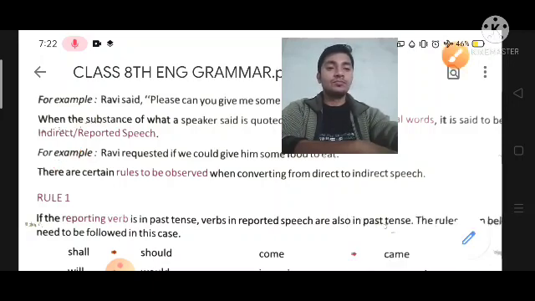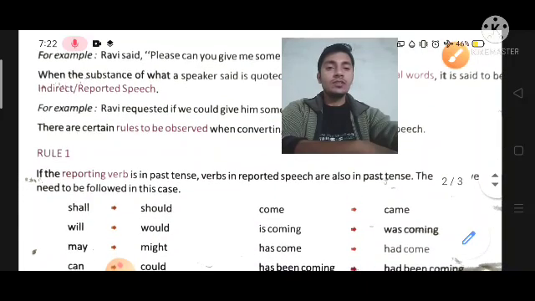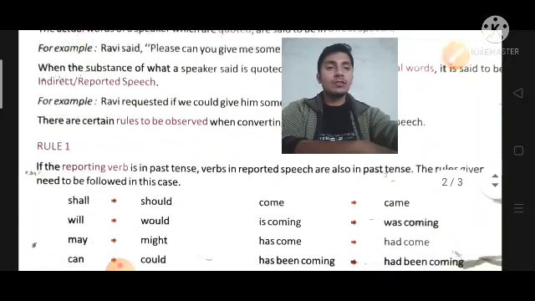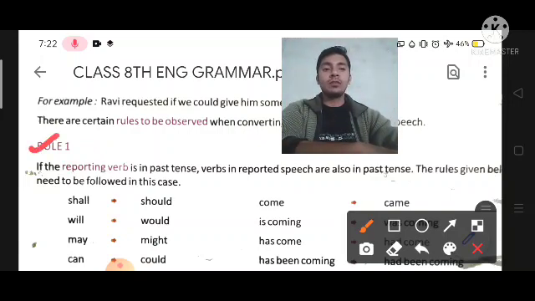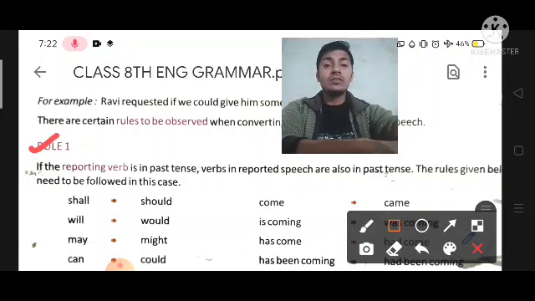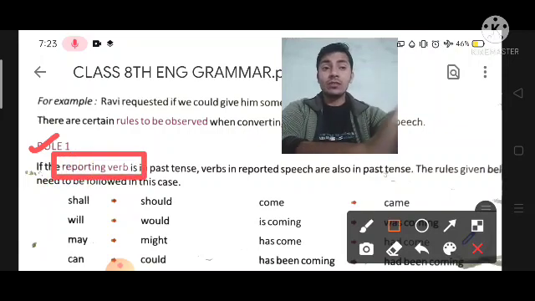Now listen. You will see the first rule given here. Rule number one: if the reporting verb, listen carefully, I have told you what a reporting verb is. Reporting verb means the part where the speaker is given, because reporting speech is the first part of the direct speech.